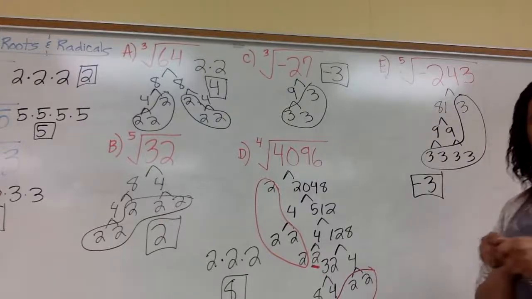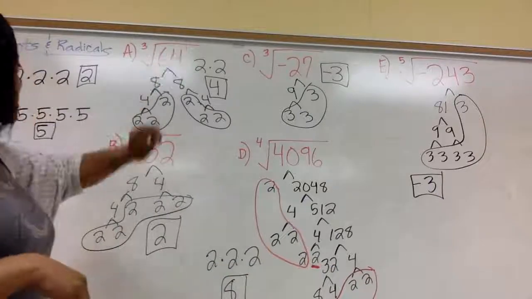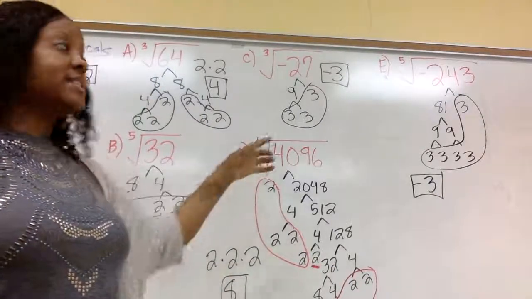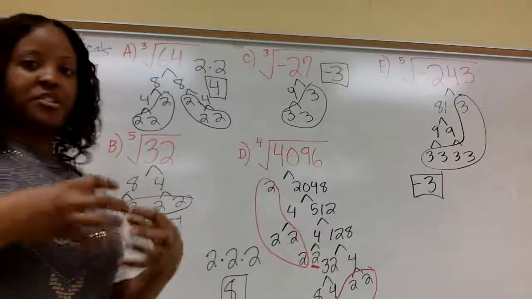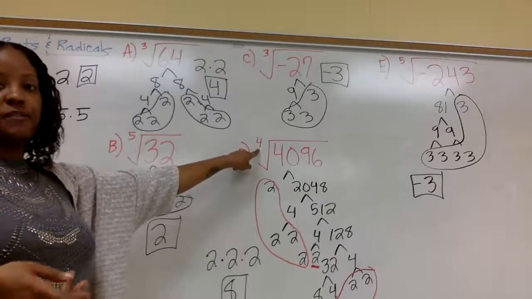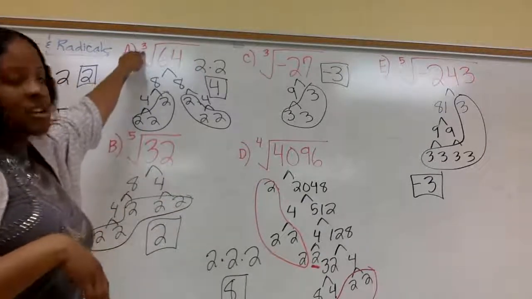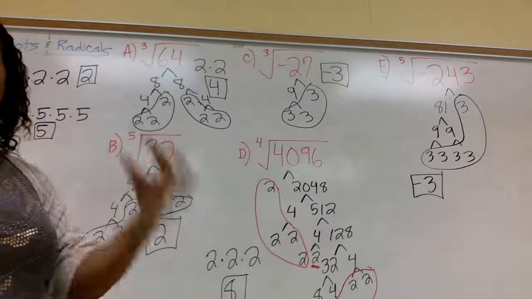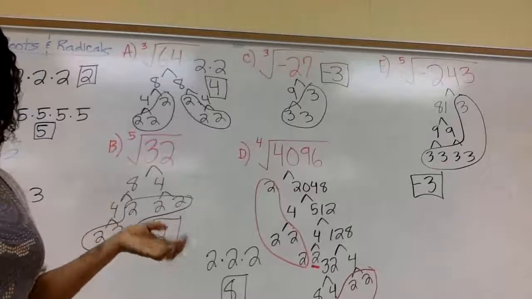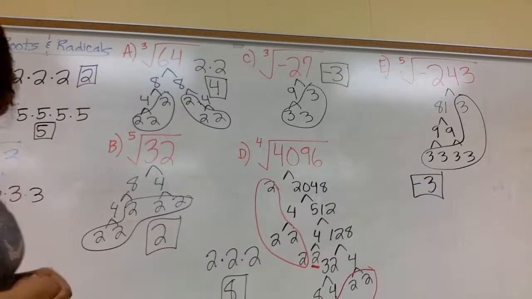So the gist of this, with all of these, you're looking for your index. So we had a few 3s up there. We had a couple of 5s. We had a 4. The little number on the outside tells you how many times to pair your answers together. If you have a 4, you're looking for groups of 4. If it's 5, you're looking for groups of 5. If it's 3, you're looking for groups of 3. So that tells you how many times you're looking for whatever number, whatever factor that you have. So groups of 3, groups of 4, groups of 5, those are your index.